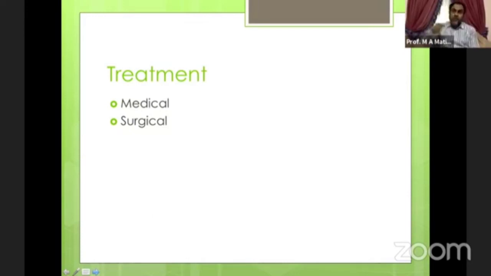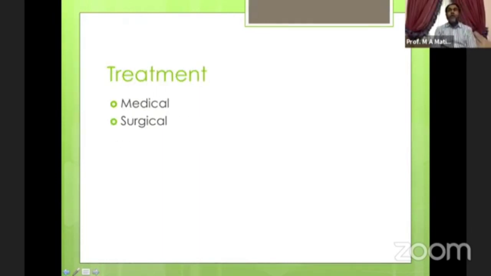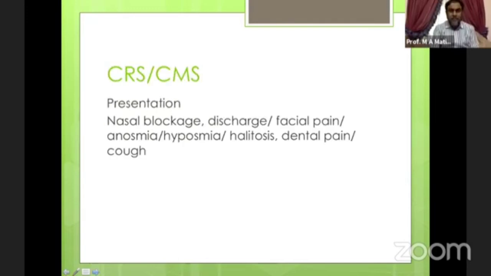I think for surgical treatment, we will discuss it together with chronic sinusitis, it will be easier then, because it is the same. Now, chronic sinusitis presentation we already discussed. Same things, only the duration differs: acute is under 4 weeks, and chronic duration is at least 4 weeks and above. But symptoms are more or less the same, as we discussed.